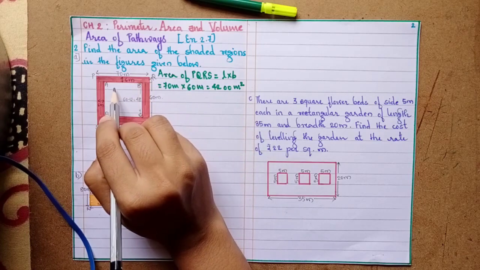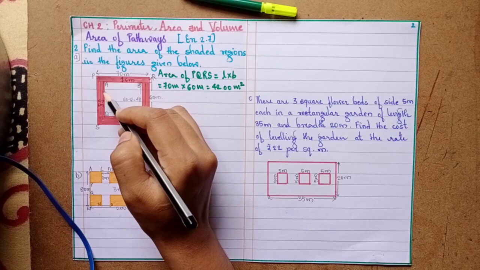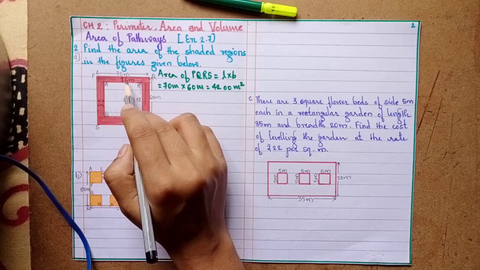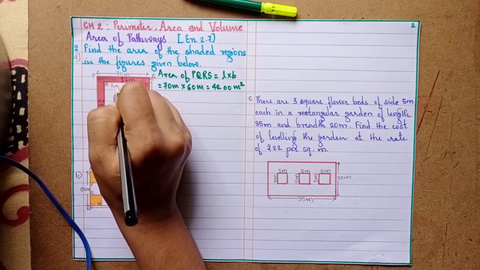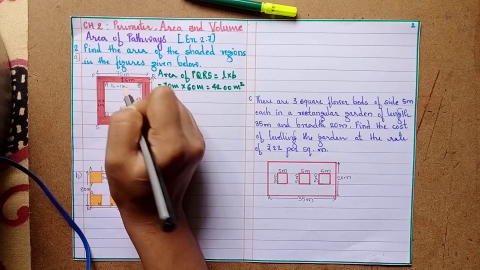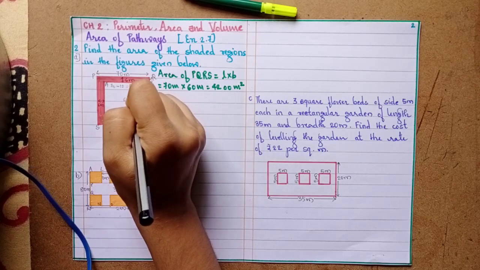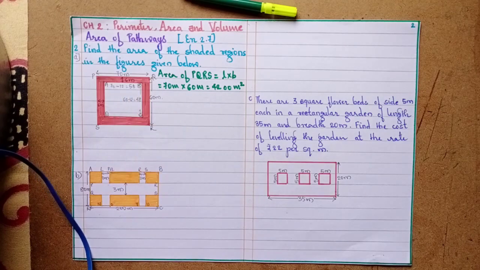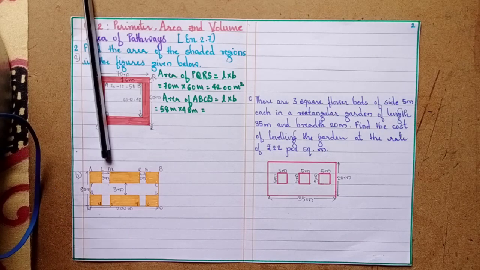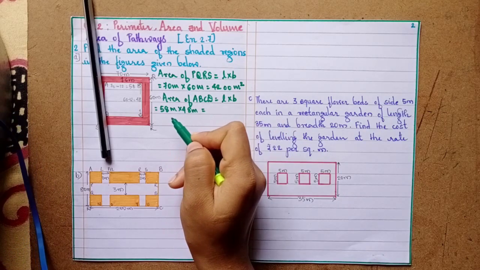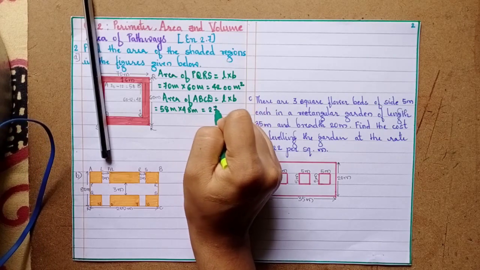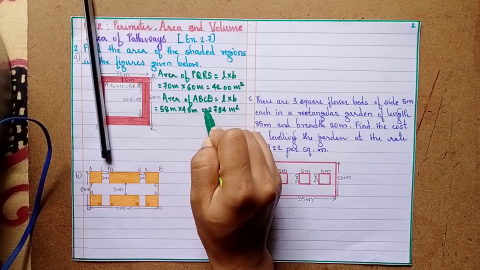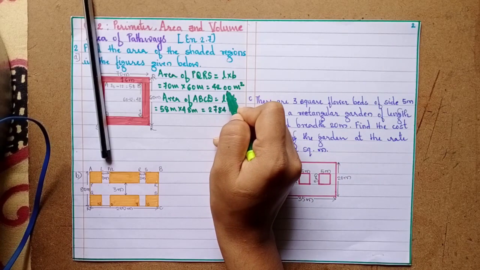To find the length, again, let's see. Here it is extended 6 meter on this side, and this side also it has extended 6 meter. Similarly, from 70 meter we have to subtract 12 meter, and that will give us 58 meter. So now we have got the length and breadth of the ABCD figure. Thus the product of 58 into 48 meter will be 2784 meter square.